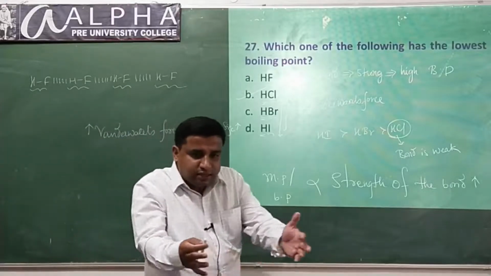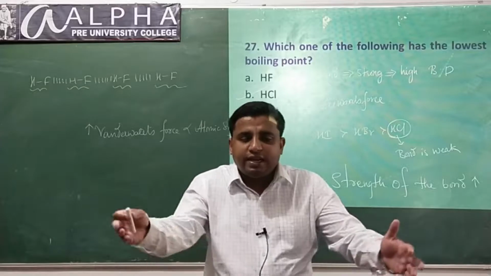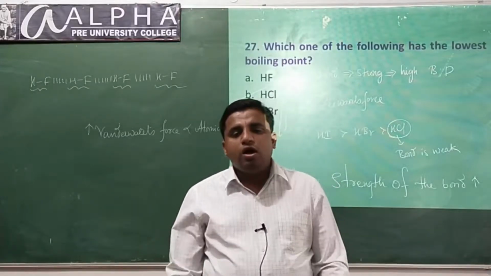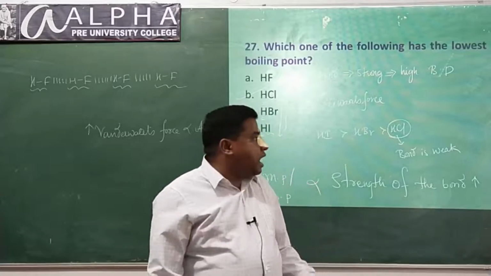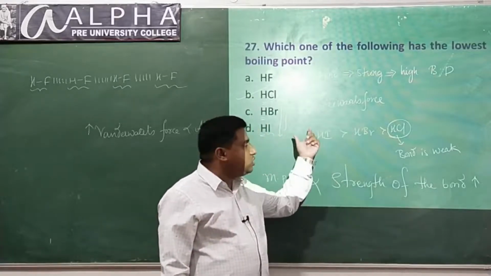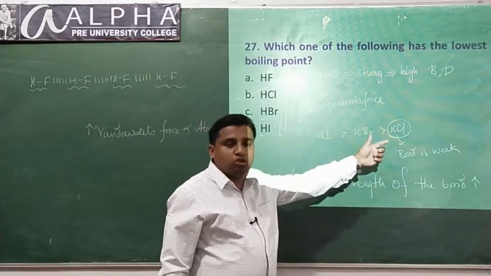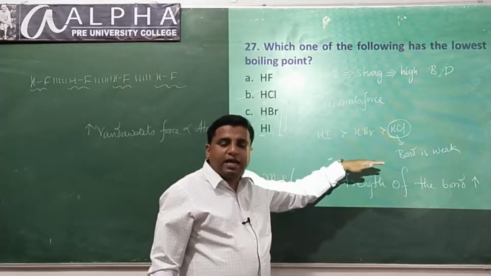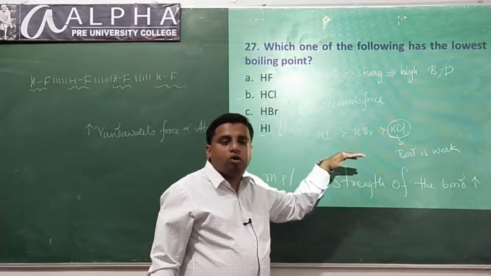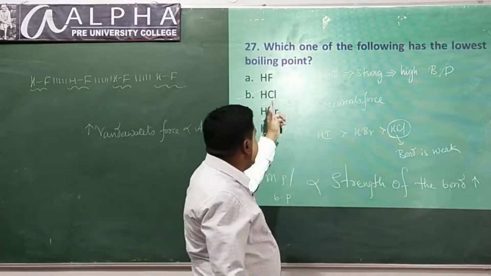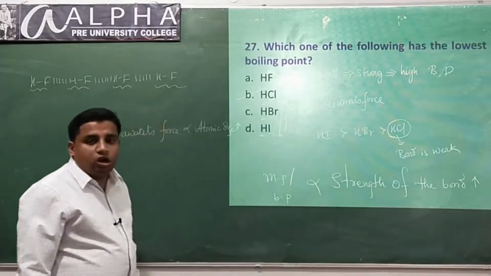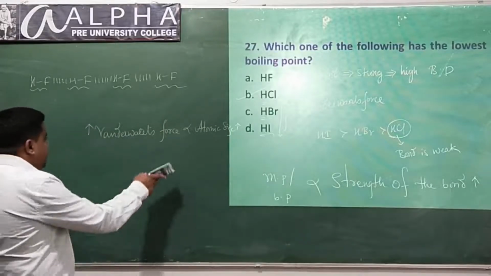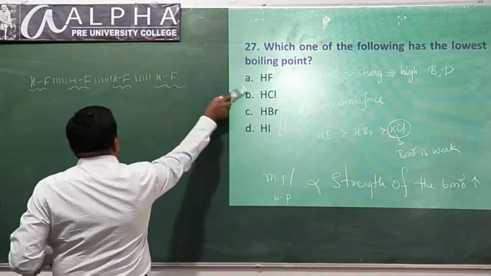So van der Waals force increases with atomic size. As the atomic size increases, the surface area increases. As the surface area increases, van der Waals force also increases. So hydrogen iodide has a stronger van der Waals force than hydrogen bromide, than hydrogen chloride. So hydrogen chloride has weakest van der Waals force. That means it has least melting point or boiling point. Hence the answer for this question is option B. Simple. Next question.